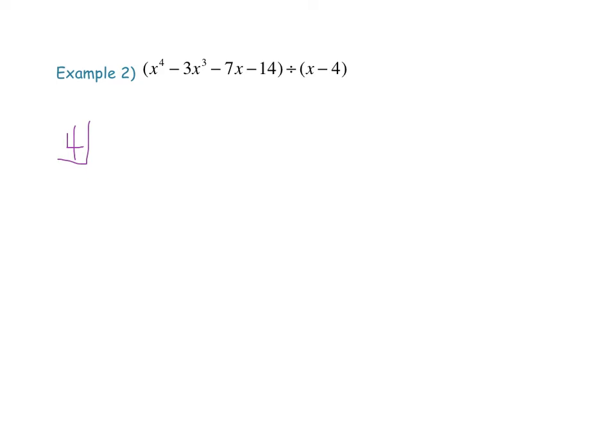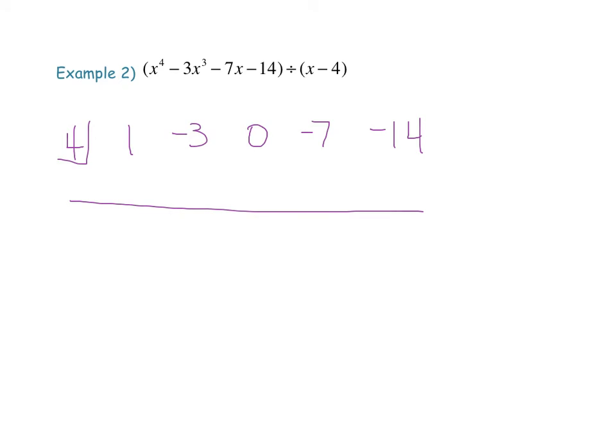For x to the fourth power, our coefficient is 1. For negative 3x to the third, our coefficient is negative 3. And then we don't have the x squared, so that coefficient will be 0. And then for negative 7x, our coefficient is negative 7. And then our constant is negative 14. Now skip a space and draw your line.